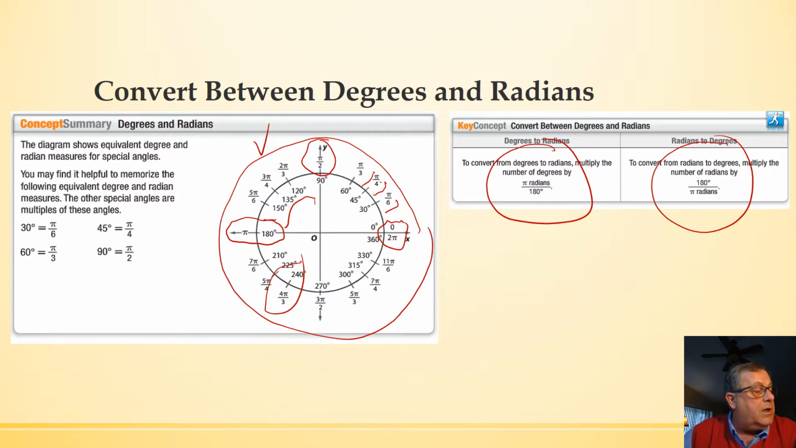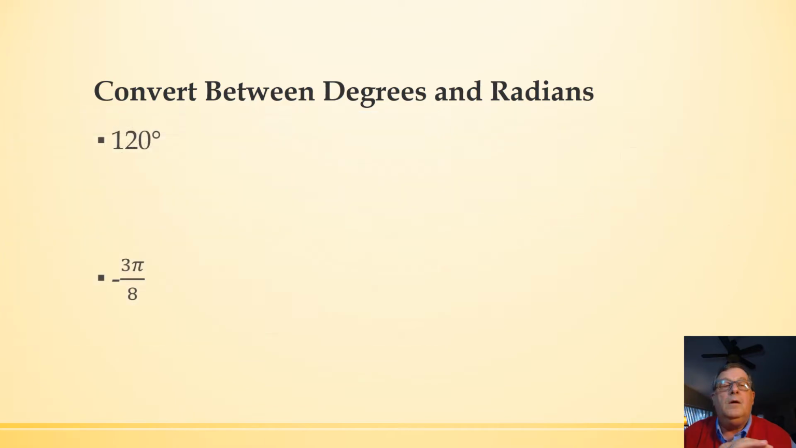And so we're going to do a couple of conversions. This follows along with example 4 on page 801. So let's jump over here and do a couple of conversions from degrees to radians and from radians to degrees. So here we are. We have instructions to convert between degrees and radians and vice versa. Let's see, we have 120 degrees, so we want to convert that to radians.